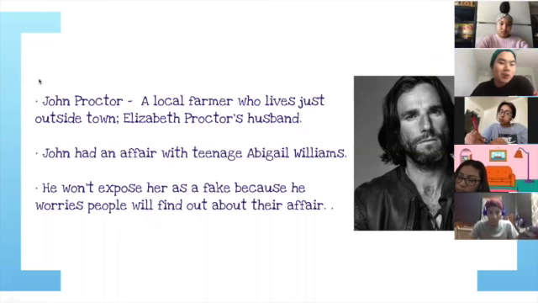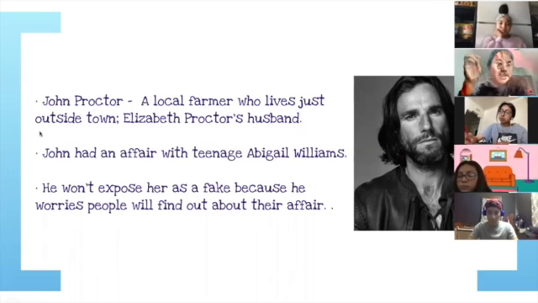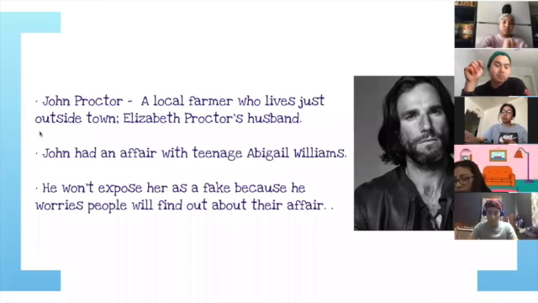John Proctor is the protagonist. He's the main character. What we know about him is he's a local farmer, but he has a high status in the town because he's well respected and he has a good deal of wealth. He lives outside of town, so the town that we're focused on is Salem in 1692. He has a wife, Elizabeth Proctor. He's around 40 years old.